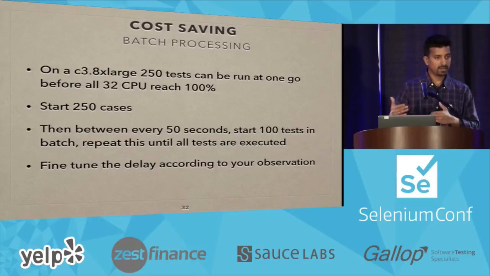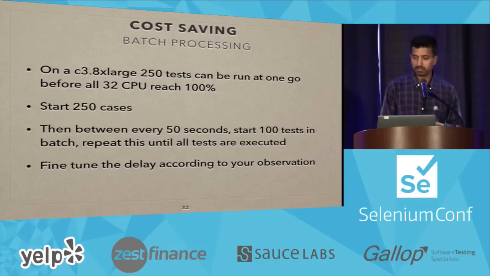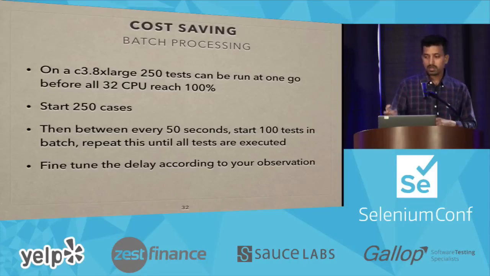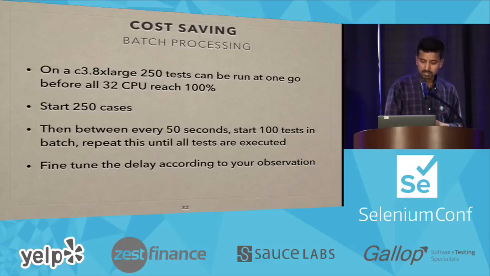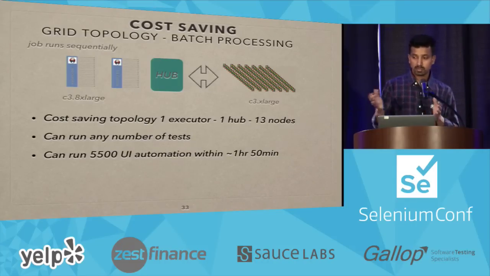This way, if you fine-tune, you will always make use of all your nodes and slots in the most optimal way, and you will get everything that you are paying for. And fine-tune the delay according to your observation in your infrastructure and testing. So this is what the batch processing topology looks like.